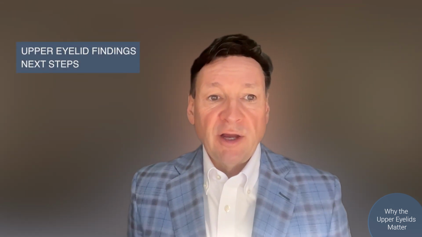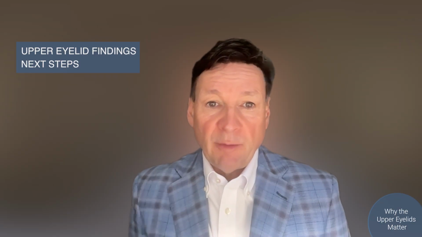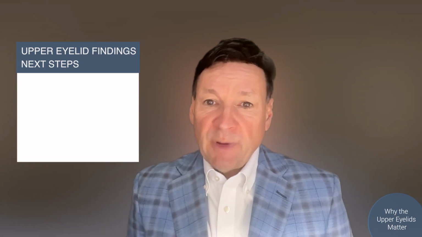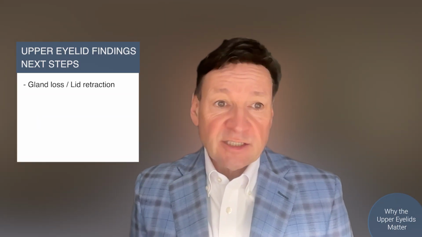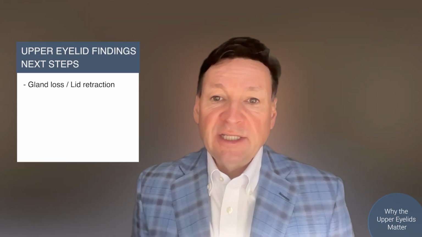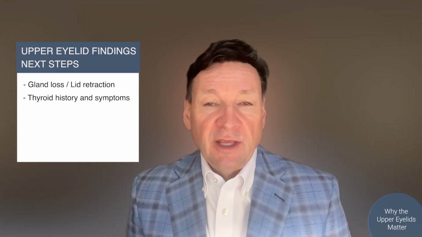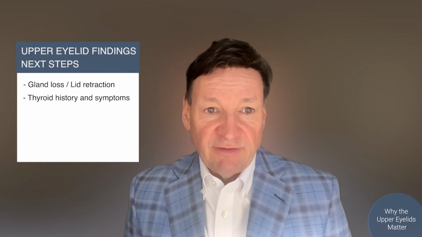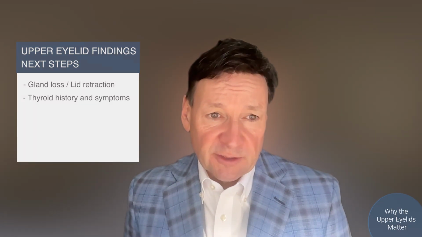From a diagnostic standpoint, this has real implications. When a patient presents with chronic dry eye complaints and I see prominent upper lid gland loss, especially if it is central, asymmetric, or accompanied by subtle lid retraction, I now routinely ask about thyroid history and systemic symptoms, even if there are no dramatic external signs.